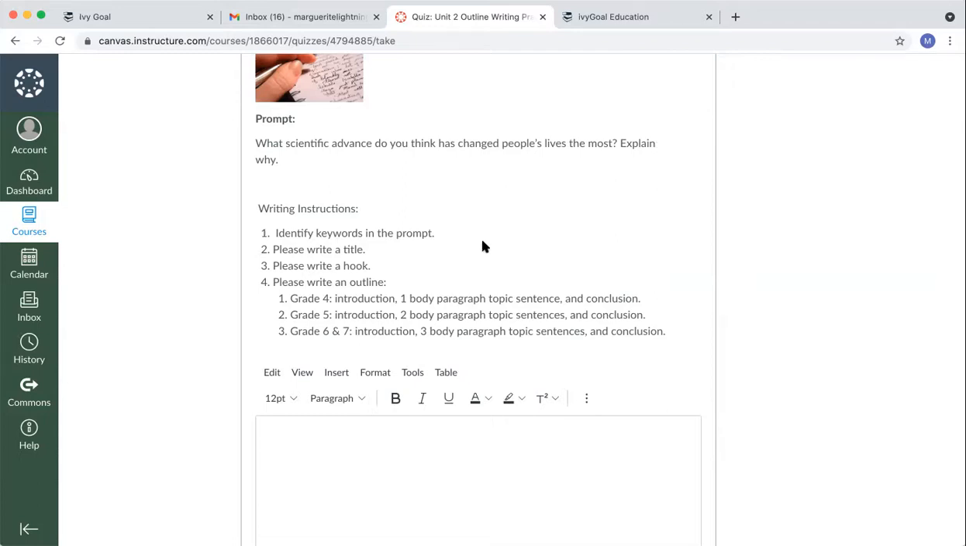Nina, what do you think are some keywords in this prompt? What are some important words in that prompt? Like the words in there. Yeah, what are the words that are important in there? Scientific advance. Okay, good. All right. What are some other keywords in this?